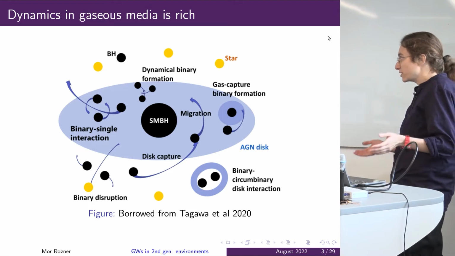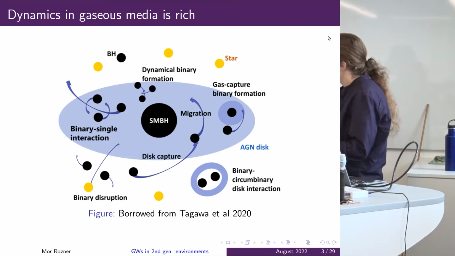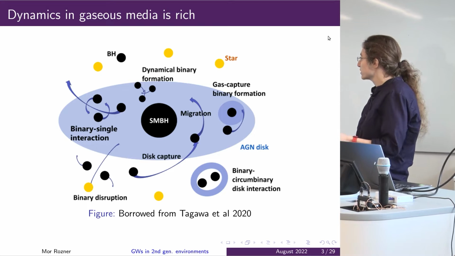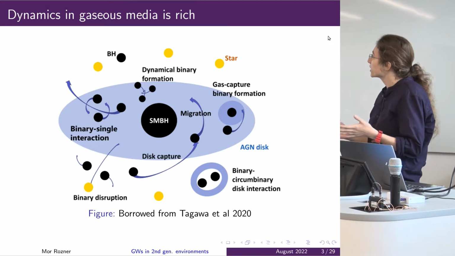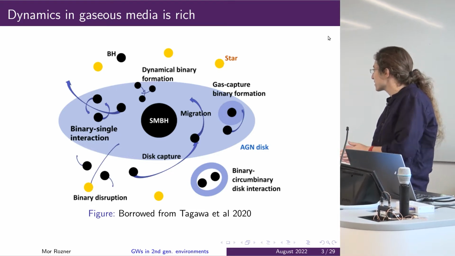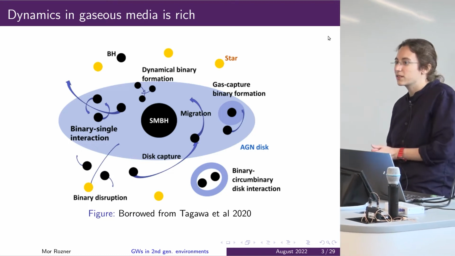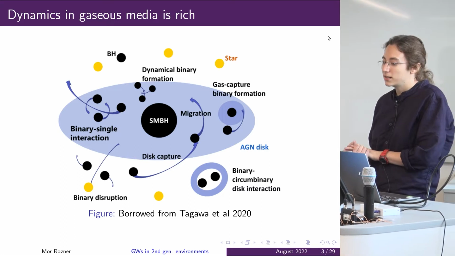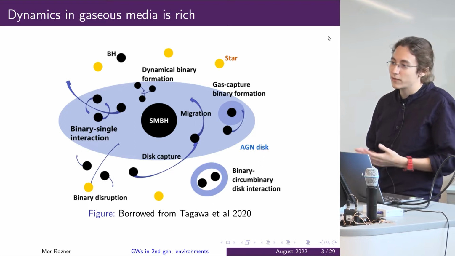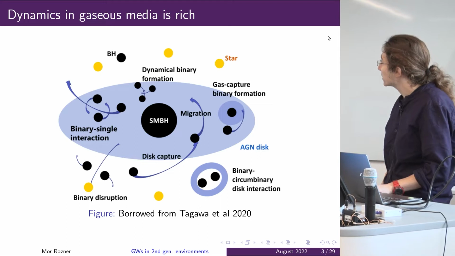So in case I have to convince you, dynamics in gaseous media is rich, because we have plenty of interesting dynamical encounters and processes. For example, we have binary single interactions, dynamical binary formation, gas capture binaries, disk capture, binary circumbinary disk interaction, disruption, and probably all the dynamical processes that you already know and love, and they are enhanced because you will have much more likelihood to have stars in this area. You will have larger densities, so it will be more likely to happen.